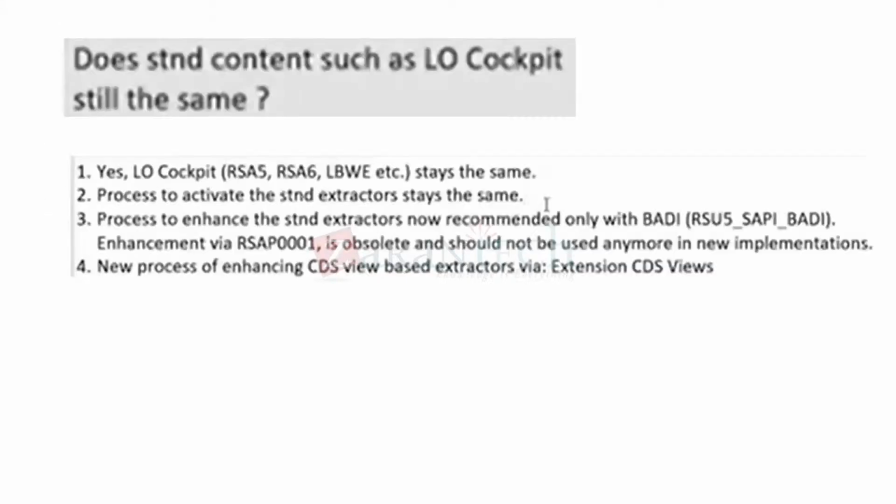Okay. As I said just now, we have a newer concept of data sources based on ODP extractors, and these ODP extractors are based on CDS views. We will learn a little bit about CDS views. When we used to extract the data, we enhanced the standard data sources using RSAP 0001. Even with BW on HANA, SAP started recommending to go for BAdIs. Now SAP says that for BW/4HANA, any enhancement to the data source has to be done only using BAdIs.